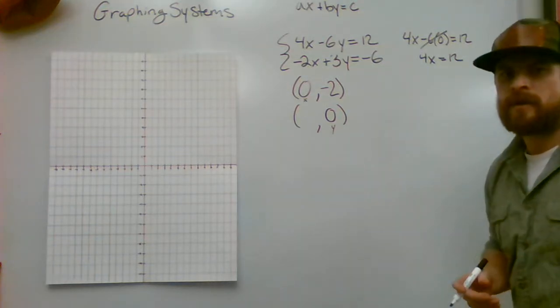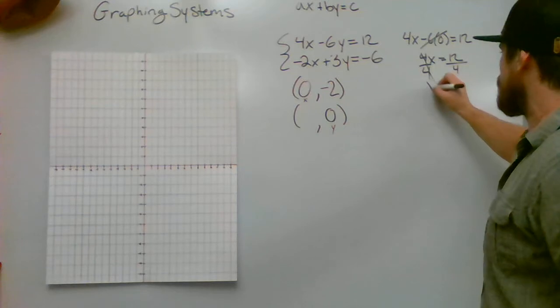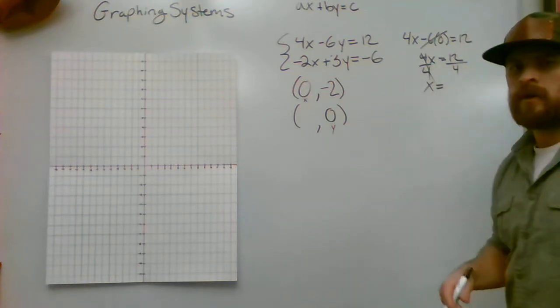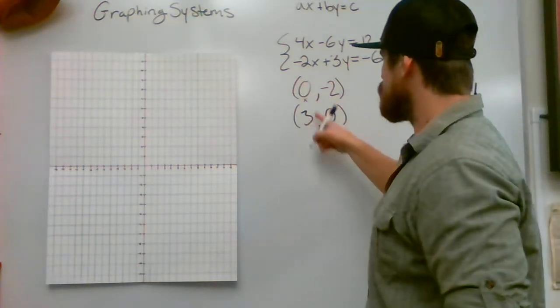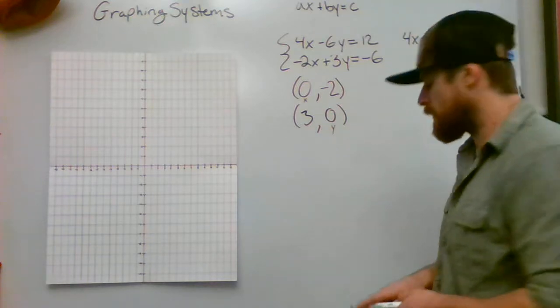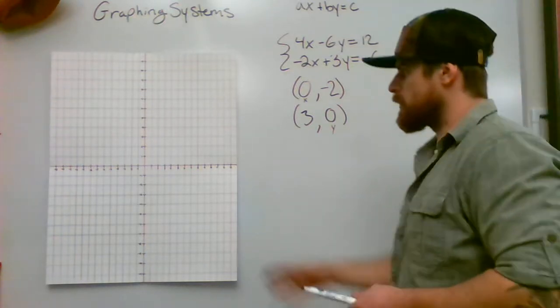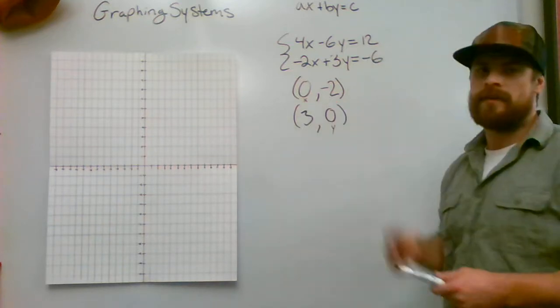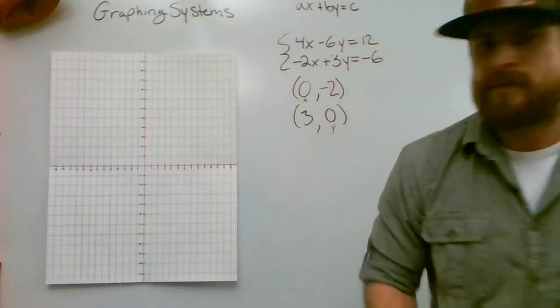Well, most of us will probably already be able to figure that out mentally, but if you need to show the step down, divide by 4. X is going to be equal to 3. We now have 2 points that we can plot and create a line from. You simply are going to go to your graph and plot 0, negative 2, and 3, 0. These are now your intercepts.